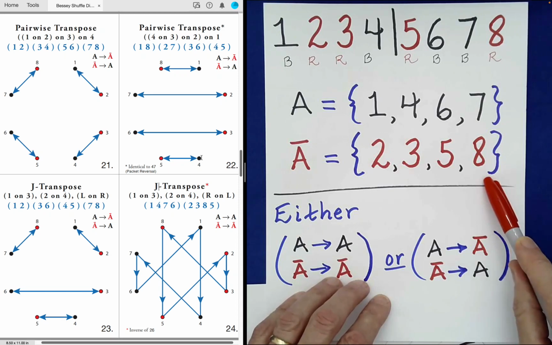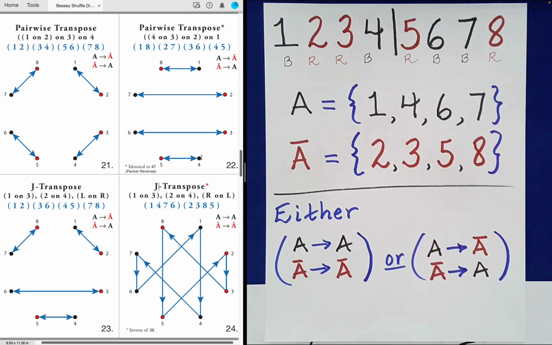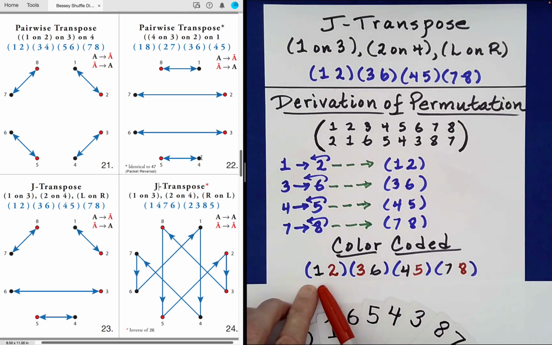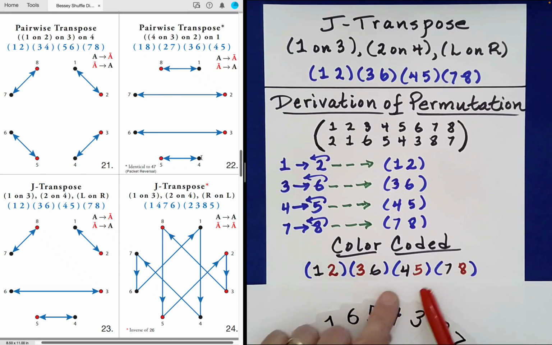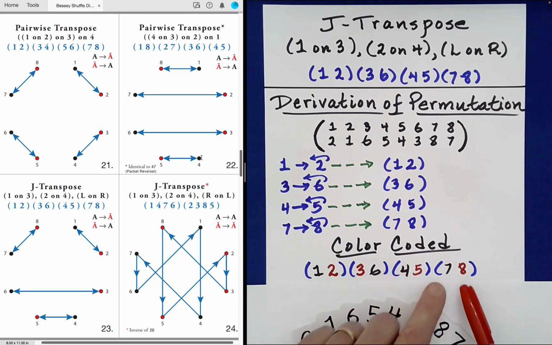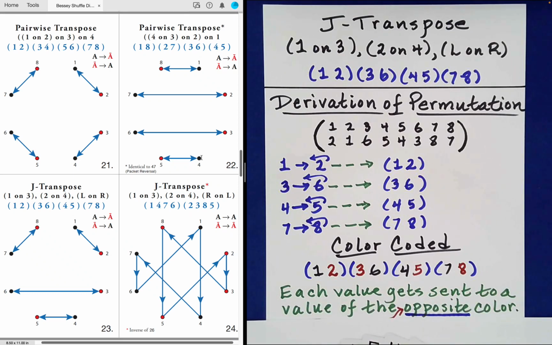If there is, we say that an inversion has occurred, and we represent it like this. If no inversion occurs, then of course it's represented like this. So we see that black 1 goes to red 2, which cycles around to black 1. Red 3 goes to black 6, which cycles around to red 3. Black 4 goes to red 5, which cycles around to black 4. Black 7 goes to red 8, which cycles around to black 7. So we see here that each value gets sent to a value of the opposite color. And when that happens, inversion has occurred.